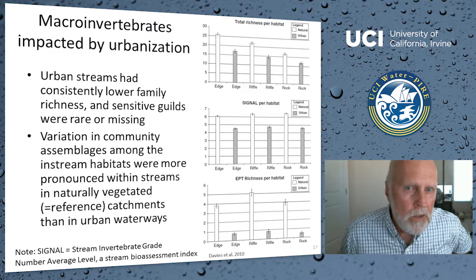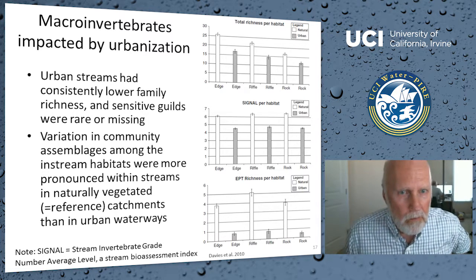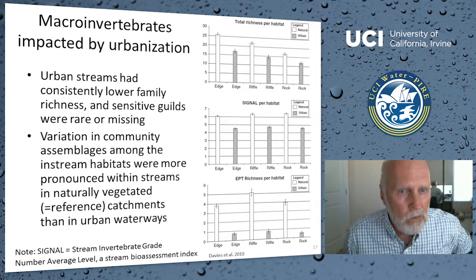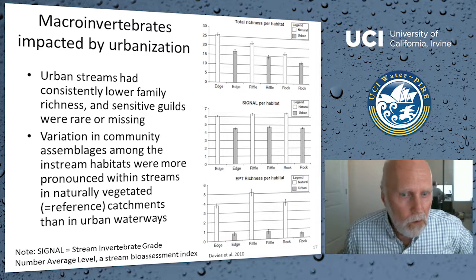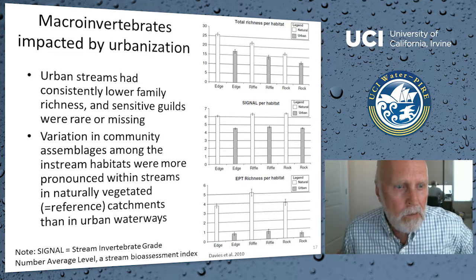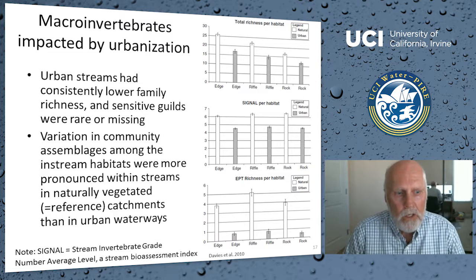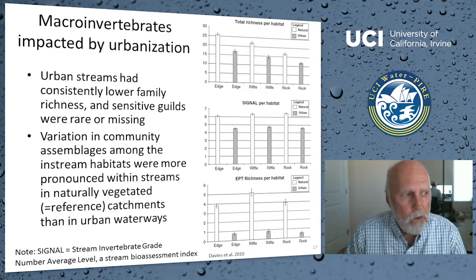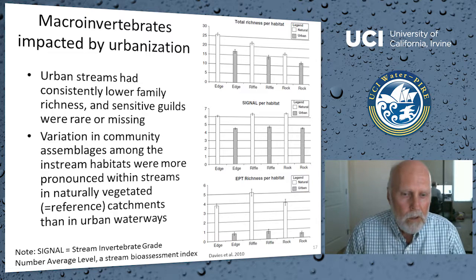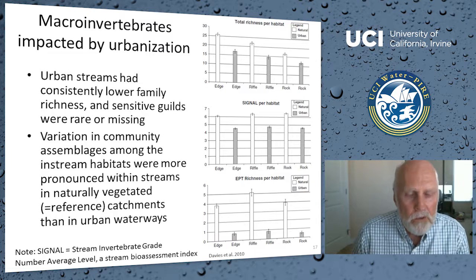And what you see in each case is that the urban streams consistently have lower values of whatever that index is that's showing the health or reflecting the health of the stream. So either lower richness, lower signal values, or lower EPT richness per habitat. And in addition, one of the things that they found here was that there was a lot more variation in the natural streams that were naturally vegetated than there was in the urban waterways. And so I think that reflects the homogenization of the habitat that we see when we get urbanization, and that's part of what brings in the introduced species, the exotic species.